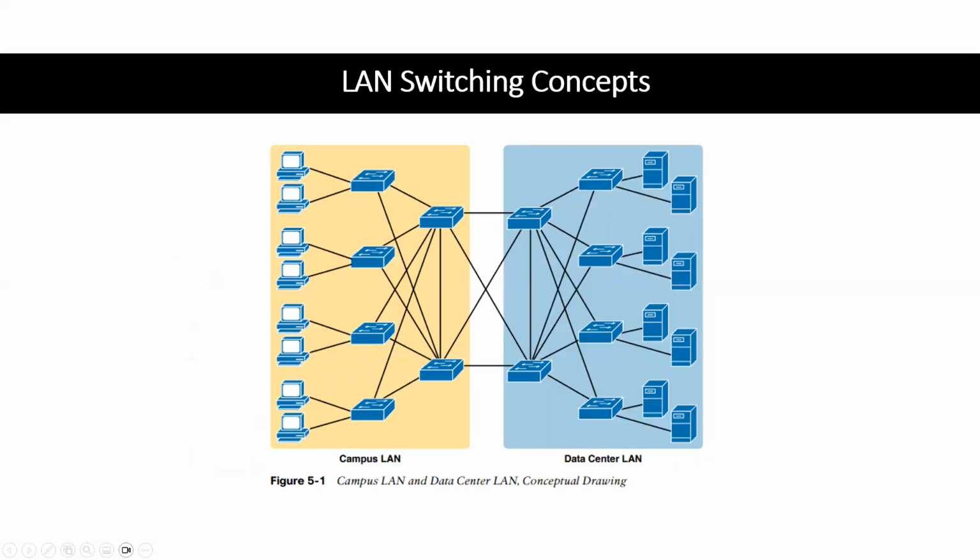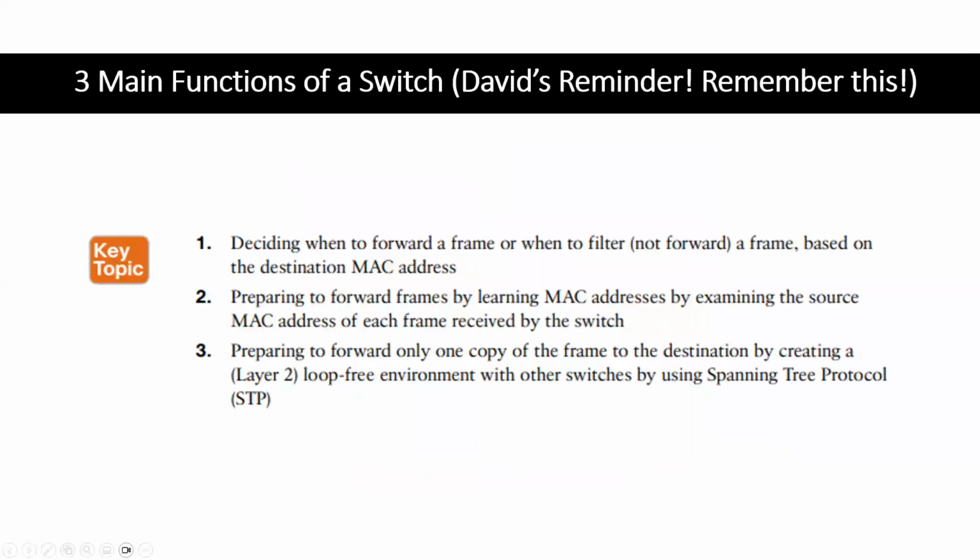So I want you to take a look at this. I'm sure you guys know what a router looks like. There is no router in this topology. What we have here is a LAN network. On the left, we have a campus local area network and a data center local area network, all connected via switches, okay?